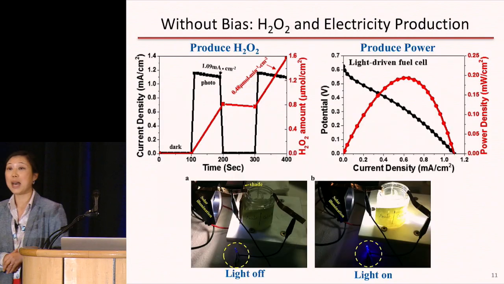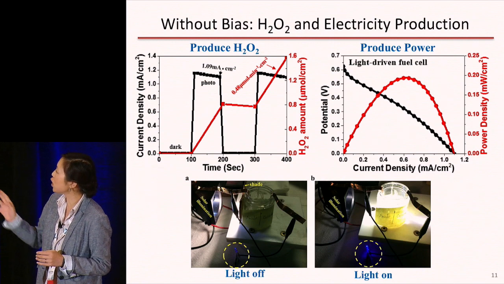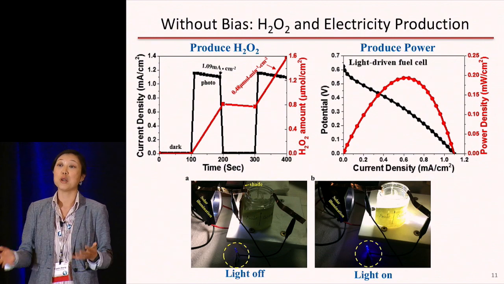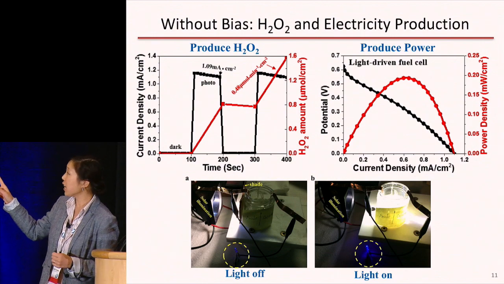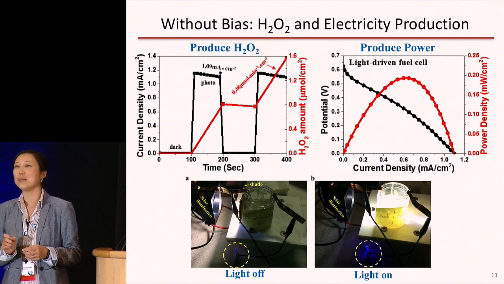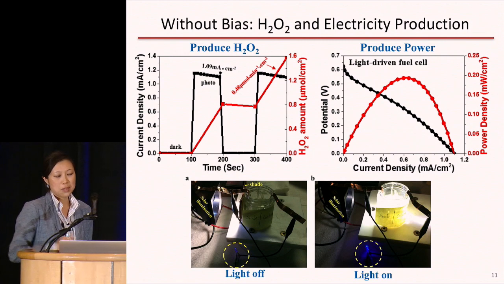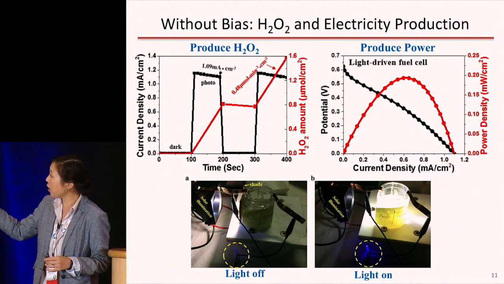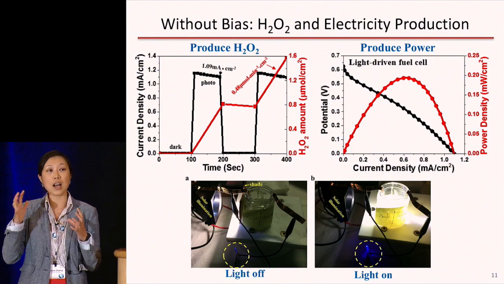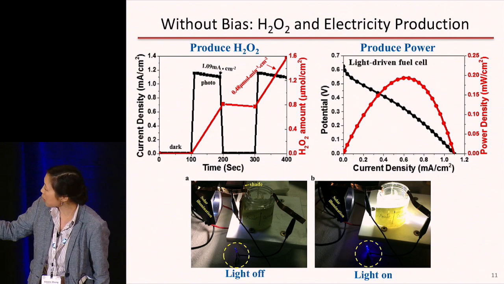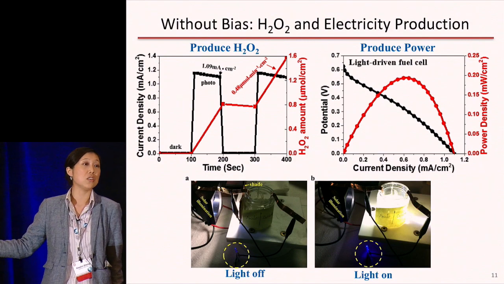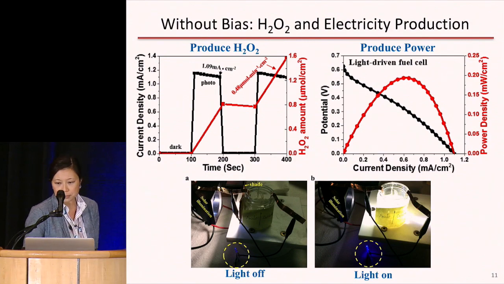To show you this is really happening, I have some plots. The first one shows a chopping curve producing hydrogen peroxide without any bias. On the other side is a typical fuel cell measurement. It means that while we are producing hydrogen peroxide, we produce a little bit of electricity, not a lot. The bottom shows the fuel cell in a beaker with an LED light. When we don't shine light on the fuel cell, the LED is dimmer, but when we turn the light on, our hydrogen peroxide fuel cell generates additional electricity and makes the LED brighter.